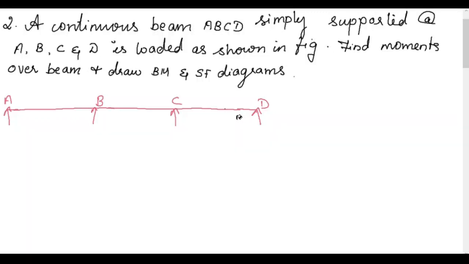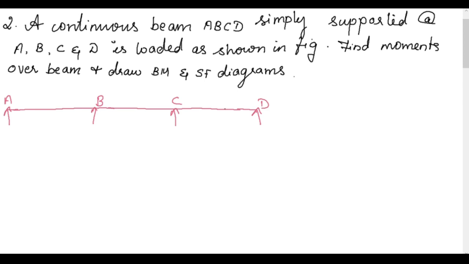Welcome everybody. So today's class we are going to analyze a continuous beam. We are going to analyze a three-span continuous beam. Previously we saw a problem on how to analyze a two-span continuous beam, simply supported, by using the theorem of three moments or Clapeyron's theorem. So in this class we are going to see how to analyze a three-span continuous beam which is simply supported at all the supports.